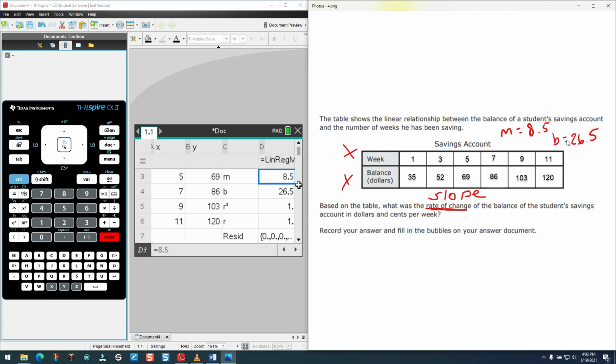Now again, in this example, we're looking for the rate of change, which again is just a fancier way of saying slope. So we're looking for my M. So this right here, my answer would be 8.5. Now you notice this one's a griddable one, so you would just bubble it in on the test, on the exam.